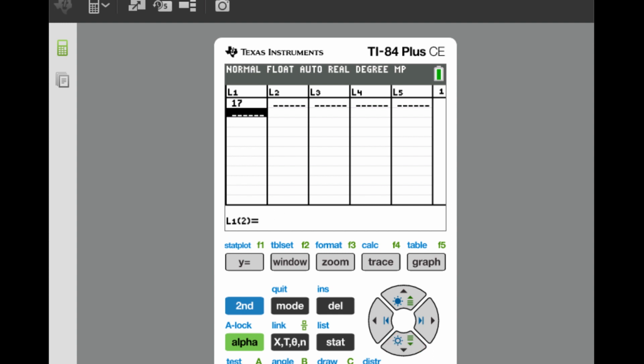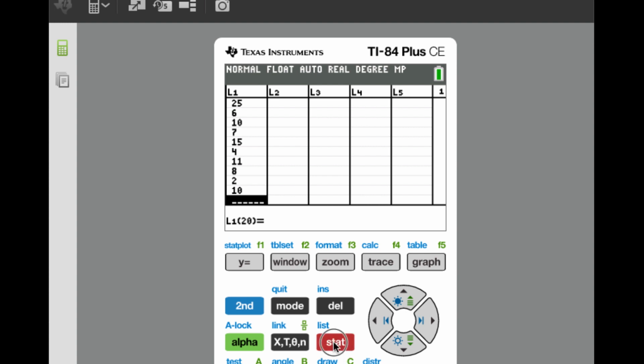17, enter. 7, enter. 8, enter. 10, enter. 10, enter. 25, enter. 7, enter. 12, enter. 20, enter. 25, enter. 6, enter. 10, enter. 7, enter. 15, enter. 4, enter. 11, enter. 8, enter. 2, enter. 10, enter. Okay? So remember, we entered data here.